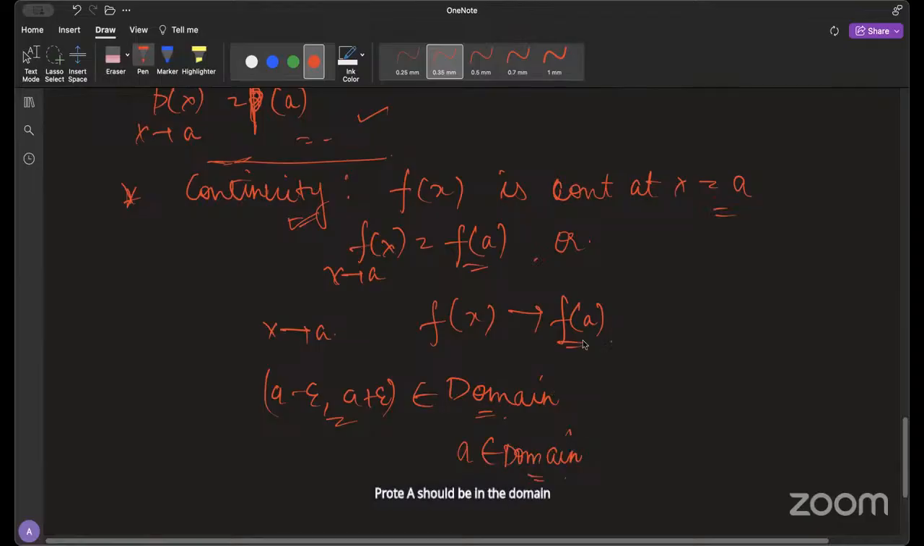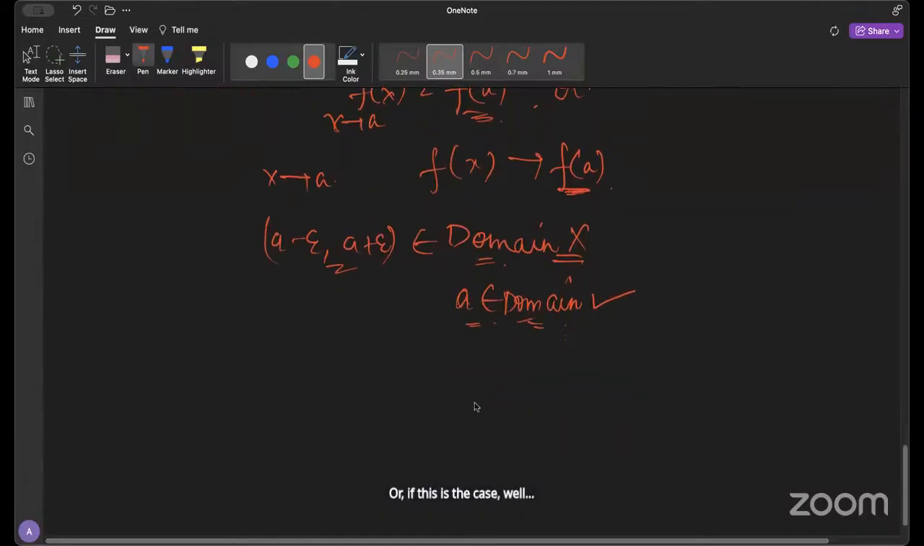Why? Because you want the value of f at a. So you want a in the domain. In limit, you didn't want a in the domain. You wanted this thing to be true. In continuity, you don't want this thing. You want this thing to be true. So either you say this, or if this is the case, we have two cases in continuity.